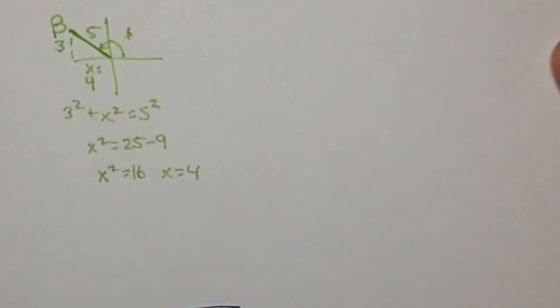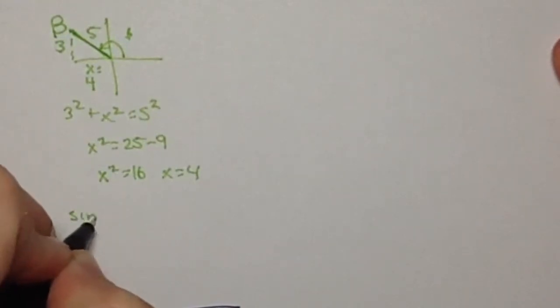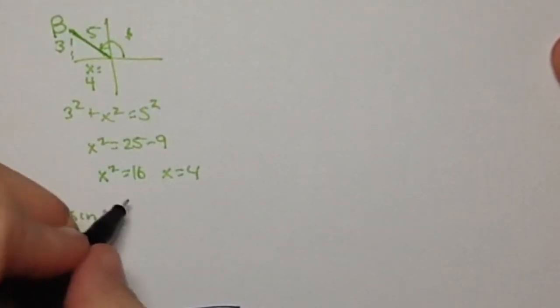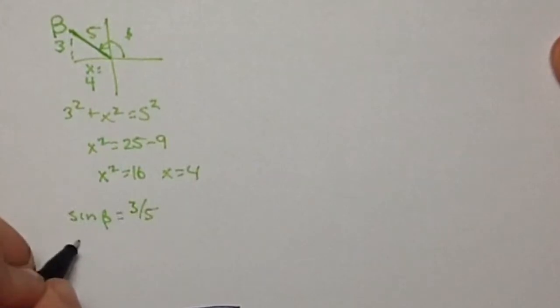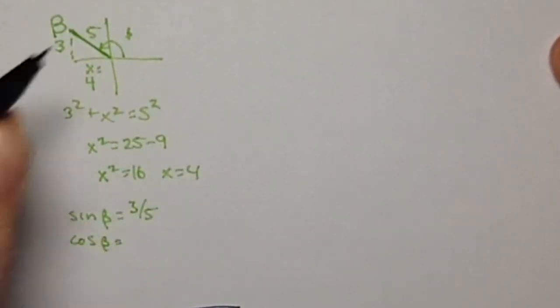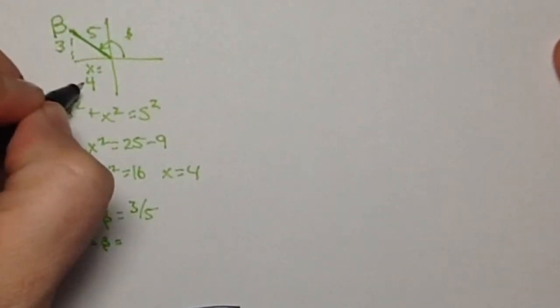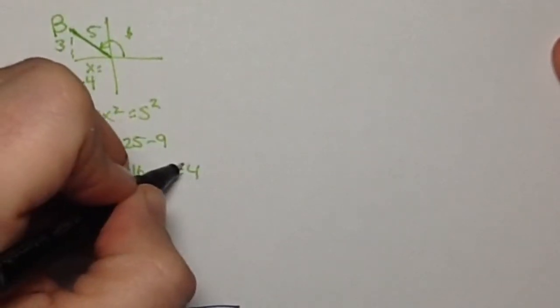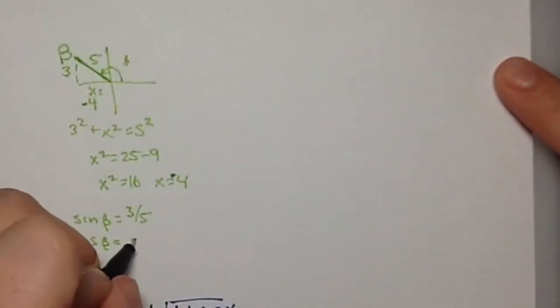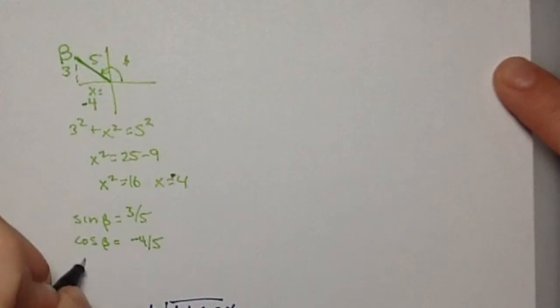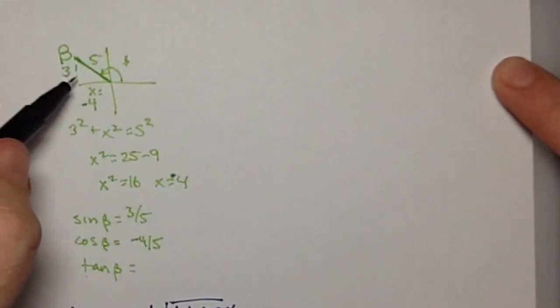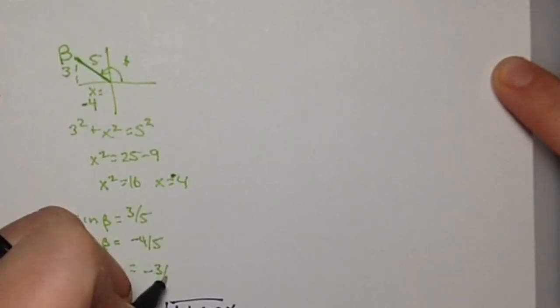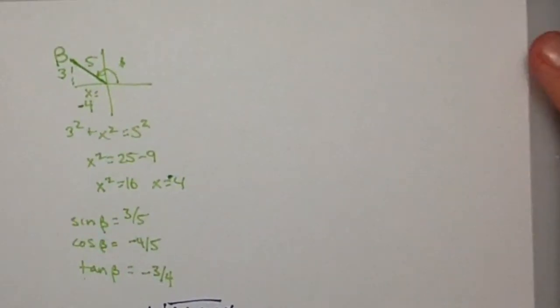Okay, cool. So we can write down the sine of beta, which they gave us, is 3/5. The cosine of beta, note carefully, this has got to be negative 4 because we're going to the left. Cosine of beta is negative 4 over 5. And the tangent of beta then is negative 3 over 4. This will be useful as we do more work.